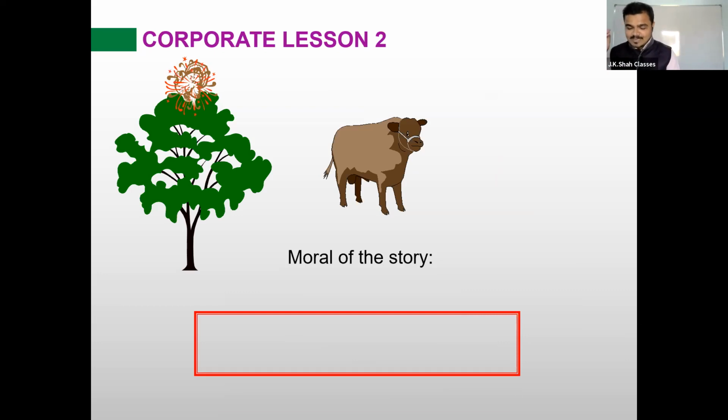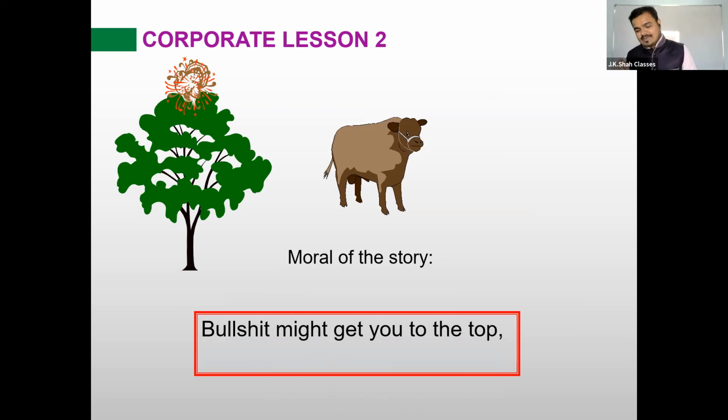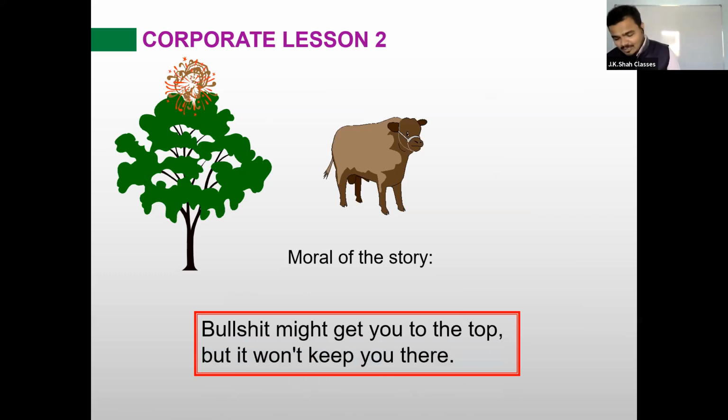So, moral of the story, people: first of all, select your advisor properly, not the bull. Ask someone who has more knowledge. Yes, sir. In this story, we understand that bullshit might get you to the top, but it won't keep you there. So always understand your limits, and do the things in which you can prove yourself best, people, not others.